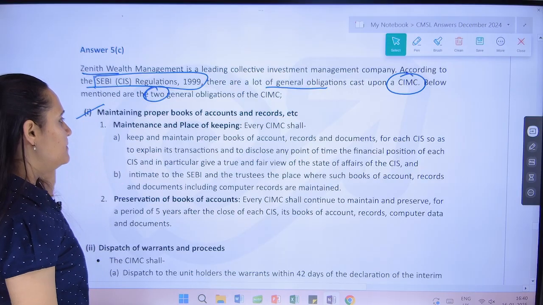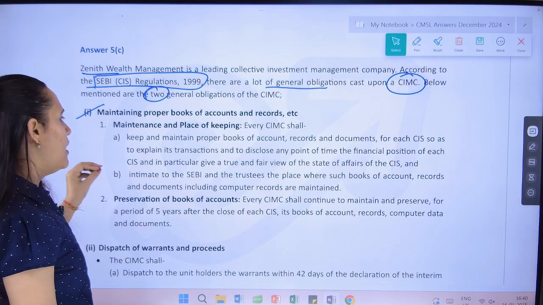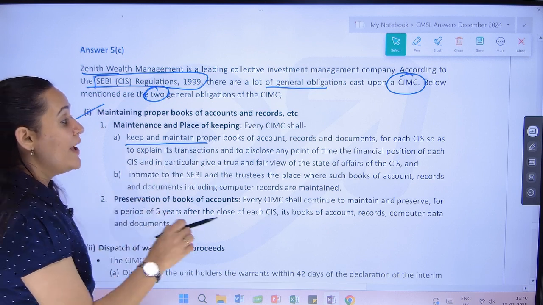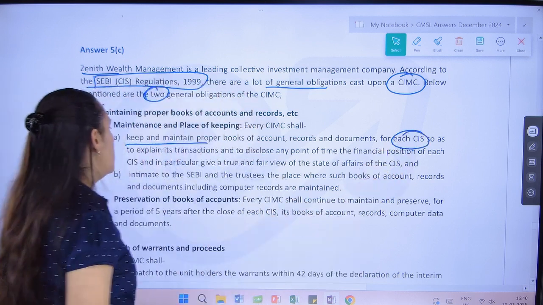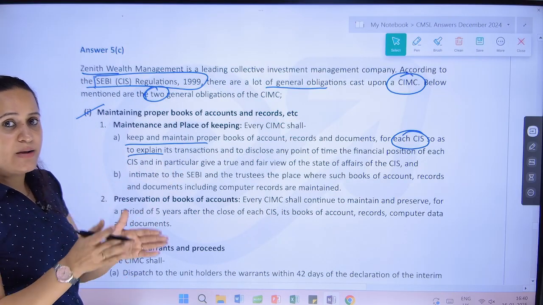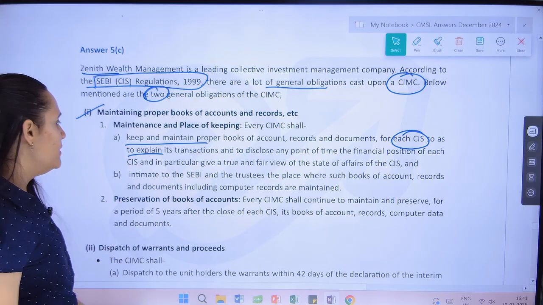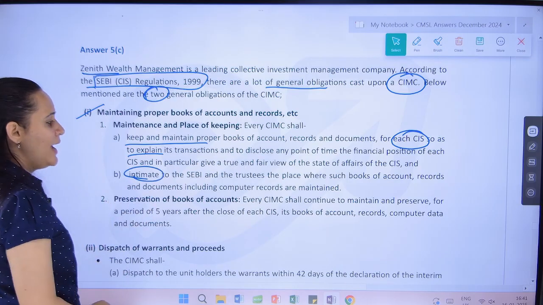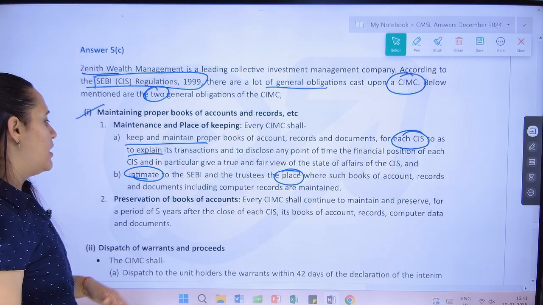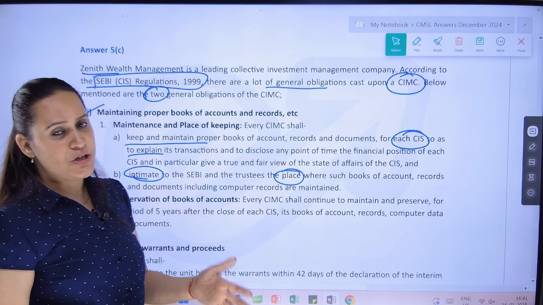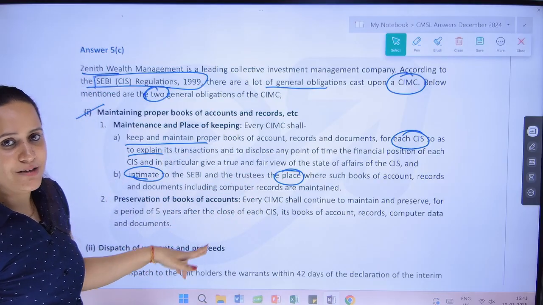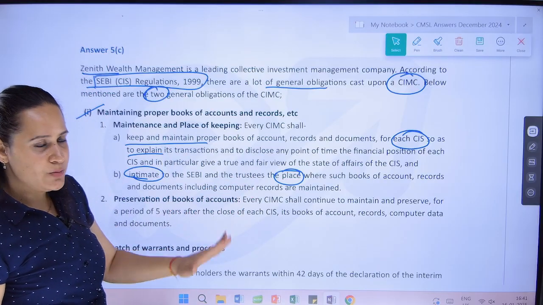One is with respect to maintenance of the books of accounts. We know that all the collective investment management companies are required to keep and maintain proper books of accounts, documents, etc. for every scheme that they are going to launch, and be in a position to explain the transactions. For every scheme, the documents should be separately maintained, and they must intimate SEBI and the trustees of the place where they are going to keep all these books of accounts, so that any point in time any inspection is required, they can go to the place that has been specified and mentioned by the collective investment management company.